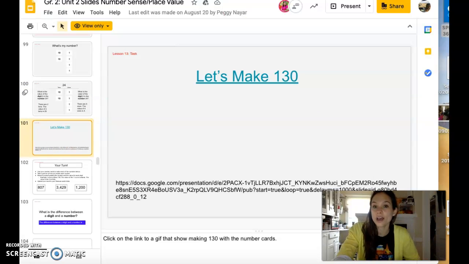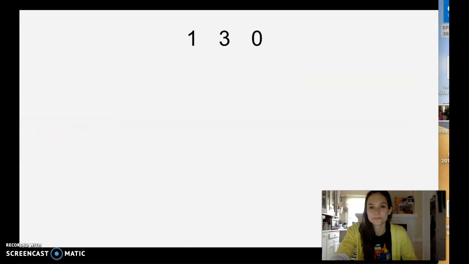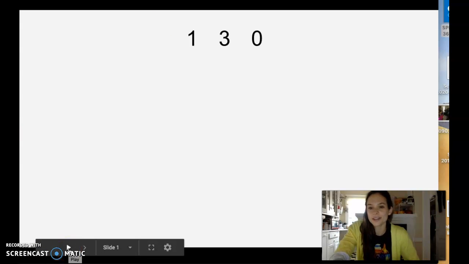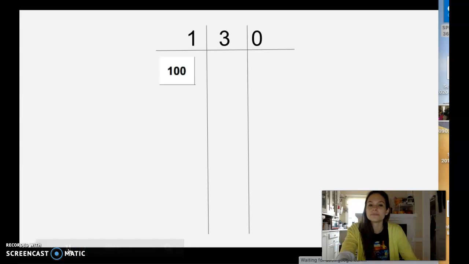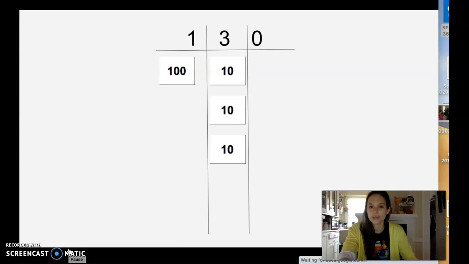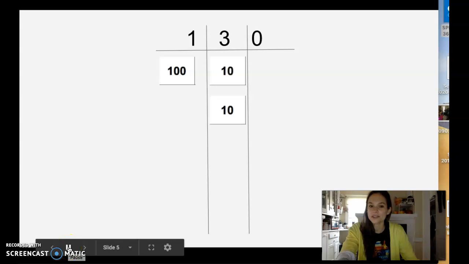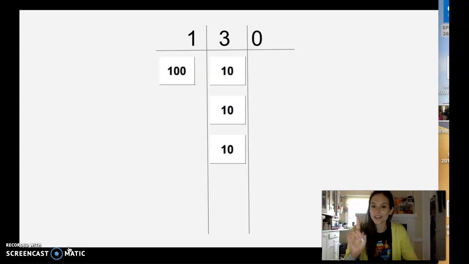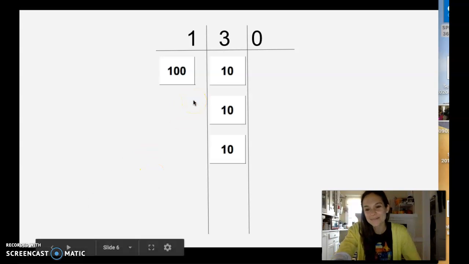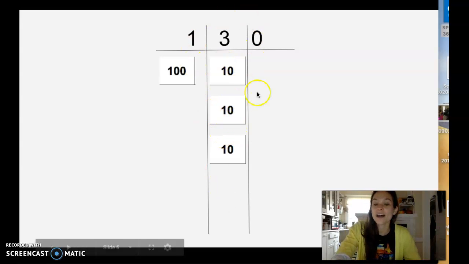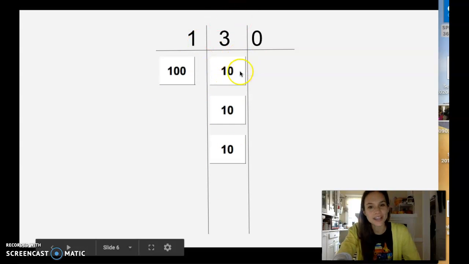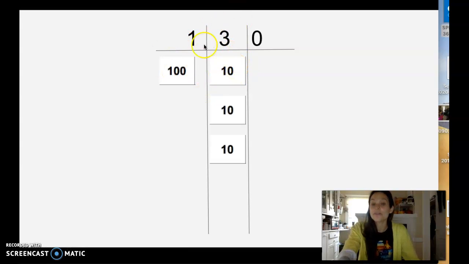Now let's make 130. Take a look. 100, 10, 20, 30. So 130 is how many hundreds? 100. And how many tens? 3 tens, which equals 30. So the value of the 3 isn't 3, it's 30. And the value of the digit 1 isn't 1, it's 100, right?